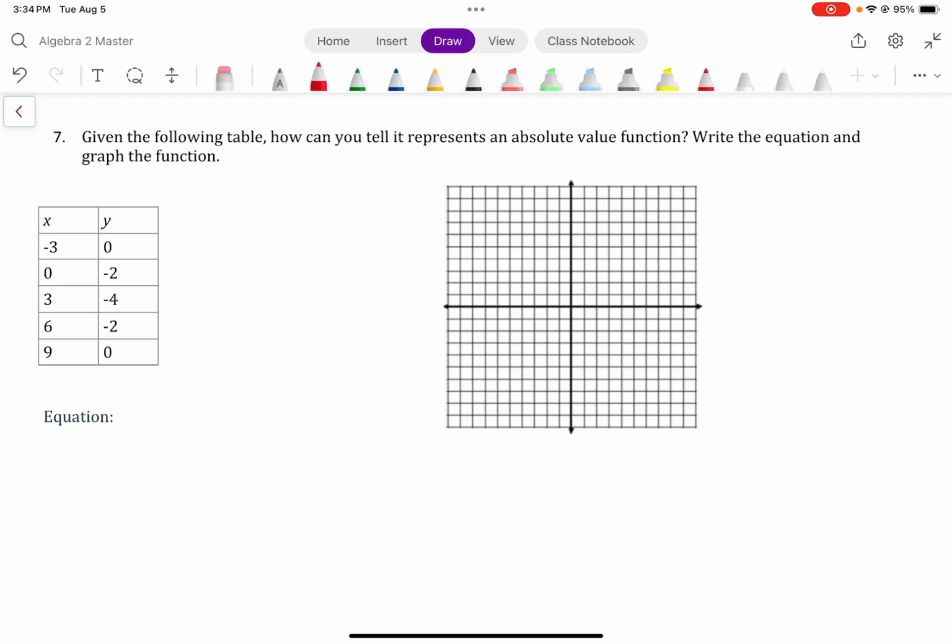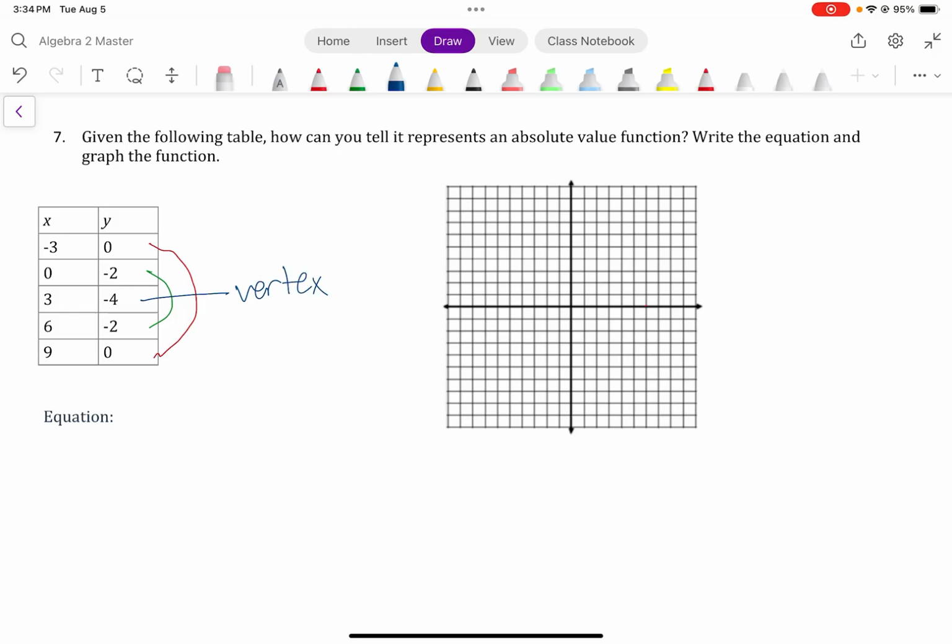So when I just start looking at this table, if I didn't know it's an absolute value function, before I start graphing things, I just look at my ordered pairs for a second, see if I can find a pattern. So I've got (-3, 0), (0, -2), (3, -4), (6, -2), and (9, 0). What I notice is that my y values are repeating themselves, and they're evenly spaced out. So I have a hunch right away that this is going to be my vertex.